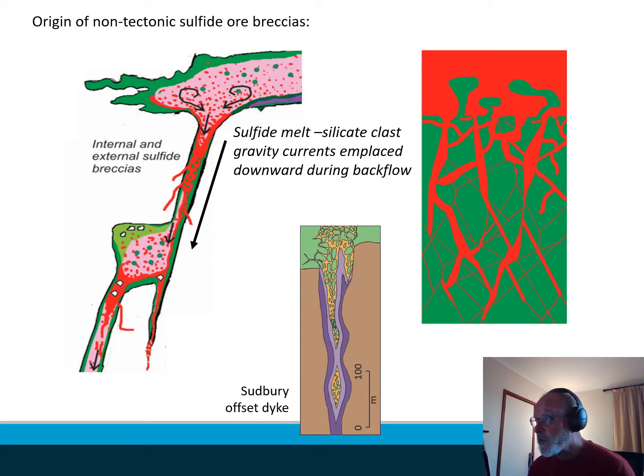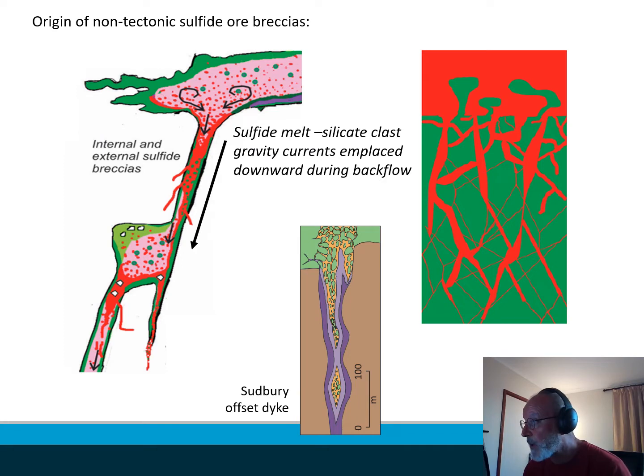One of these, which I liked myself for a long time before I started changing my mind about it, is that perhaps some of these sulfide matrix breccias are the result of gravity emplacement, gravity flows of sulfide melt with entrained silicate clasts. These things were potentially emplaced downward in sill and dike networks during stages of a magmatic event where the magma is flowing back downward into the conduit again, and this could potentially give rise to some of these spectacular features.